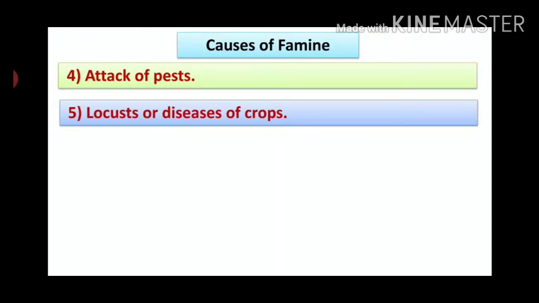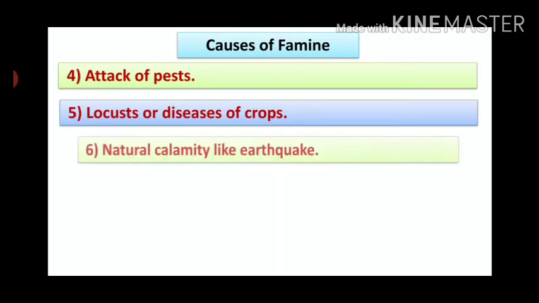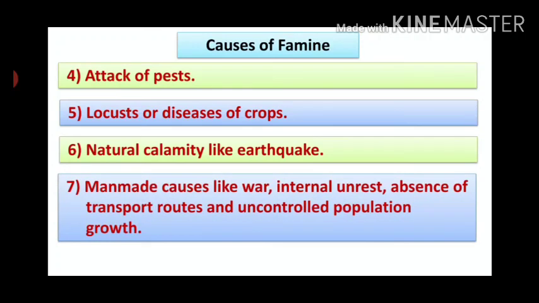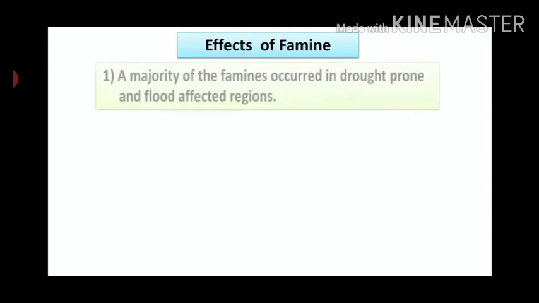Fifth point is locust or diseases of crops. Locust is grasshopper. Natural calamities like earthquake. Seventh point, man-made causes like war, internal unrest, absence of transport route and uncontrolled population growth. All these are the causes of famine. Now what are the effects of famine?